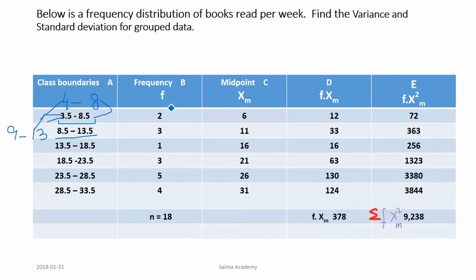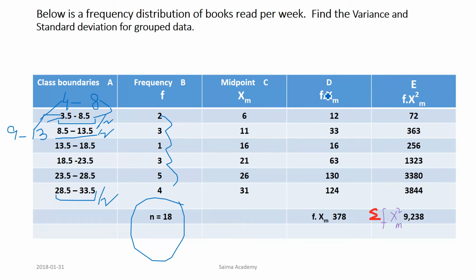Then we have frequencies, and if we make the total, 2 plus 3 is 5, 6, 7, 8, 9, 9 and 9, the total is 18. So this is n. We use this n in our formula when we put the values in. Column C: you have to find the midpoint of these boundaries. 3.5 plus 8.5 divided by 2 is equal to 6. Similarly, 8.5 plus 13.5 divided by 2, you will get 11, and so on. Adding the midpoints gives a total of 31 in column C.